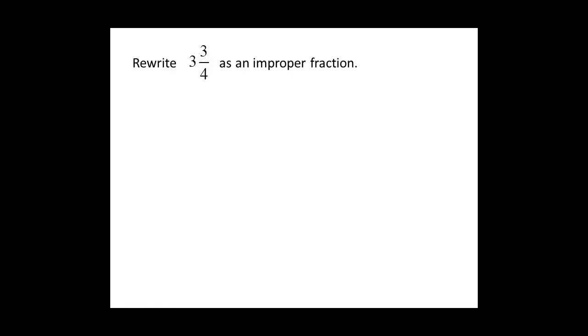Rewrite 3 3/4 as an improper fraction. 3 3/4 is equal to the whole number times the denominator plus the numerator divided by the denominator. 3 times 4 is 12.